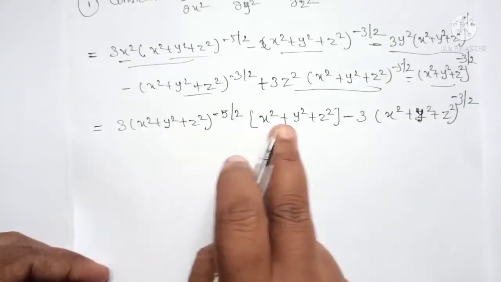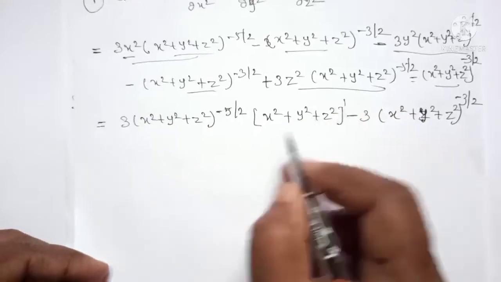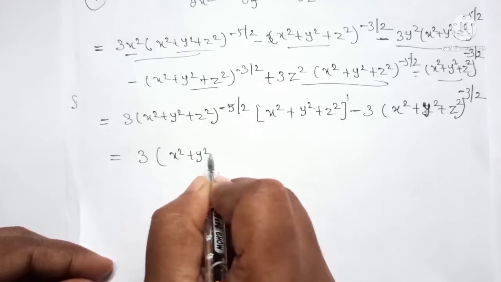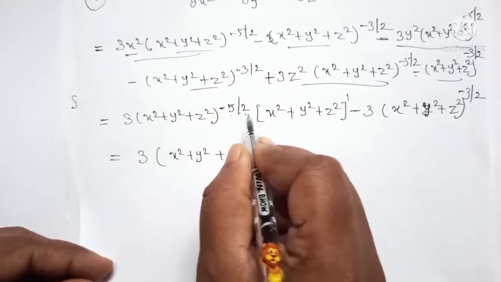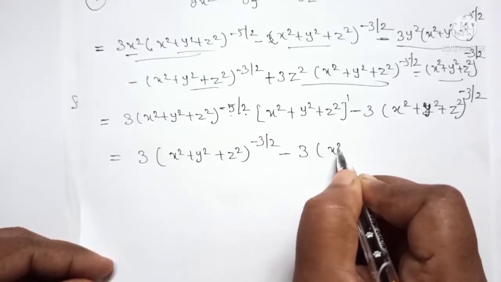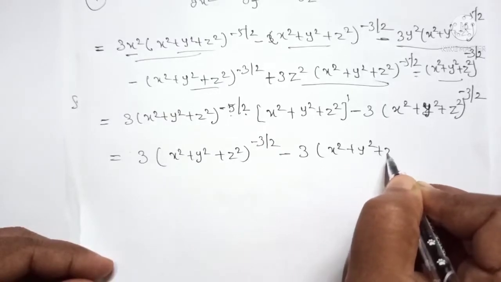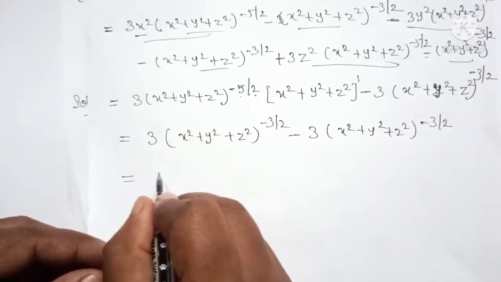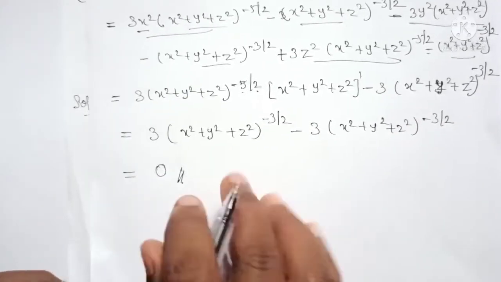So these two bases are the same, we can add the powers. Adding powers, we get 3(x² + y² + z²) to the power minus 5 by 2 plus 1, which is minus 3 by 2. This is 3(x² + y² + z²) to the power minus 3 by 2. So we can cancel this, we get 0. This is the required proof.